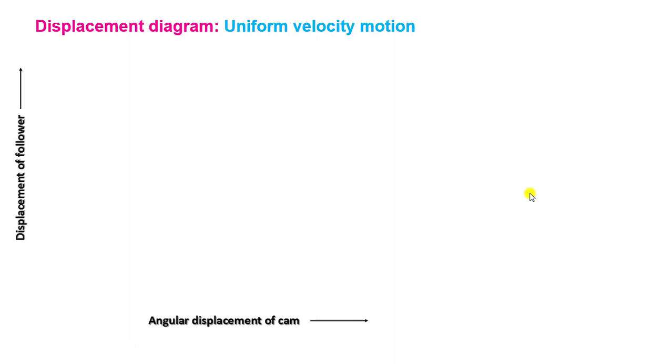Let us start with the displacement diagram for uniform velocity motion. In displacement diagram, x-axis represents angular displacement of cam and y-axis represents displacement of follower. Draw horizontal line Rx equal to 360 degree to some suitable scale that represents one complete rotation of the cam. Here, scale is 1 degree equals to 1 mm.